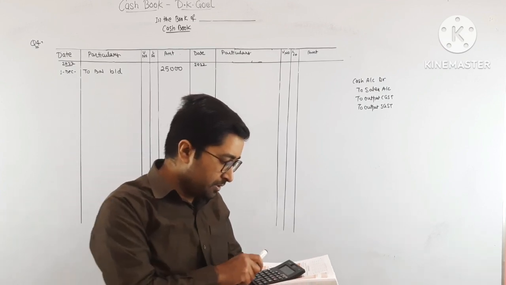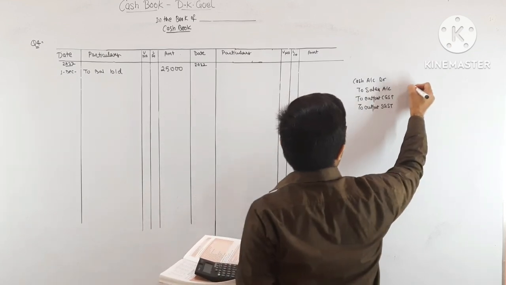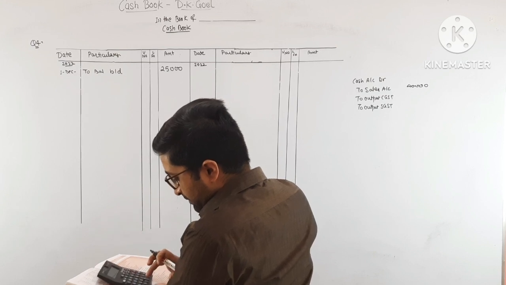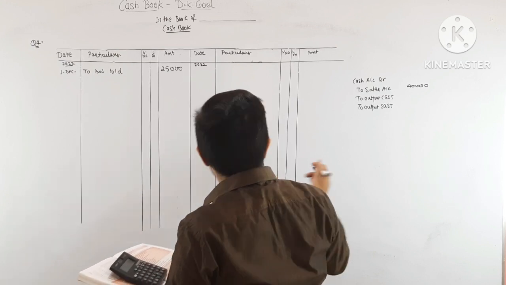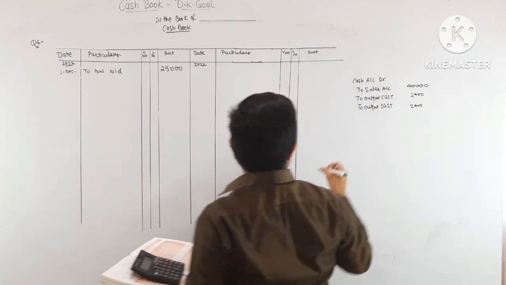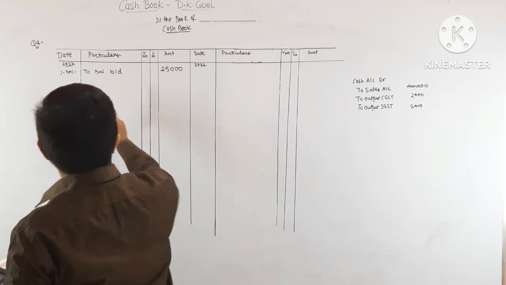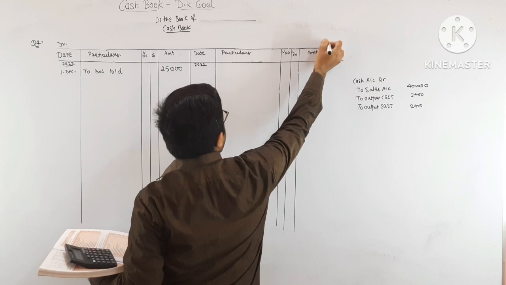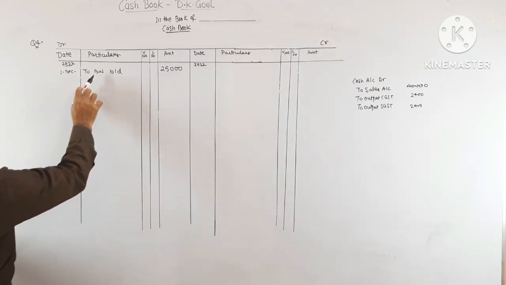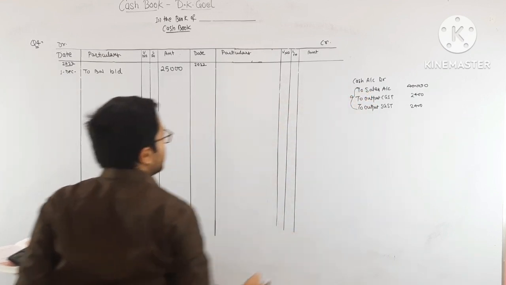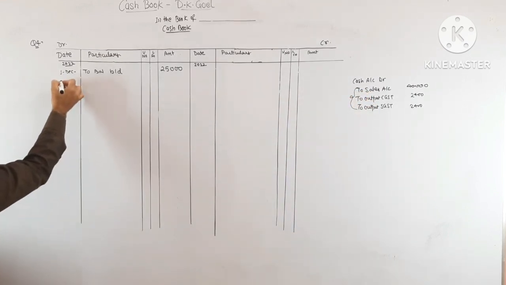So the entry will be what? 40,000 sales, 40,000 sales, and 6% of 40,000 will be 2,400. Okay. So the cash is in the debit column. Here you write debit and this is credit. So come to the debit column and you will write what? These three items: to sales, to output. So the entry on 2nd December.